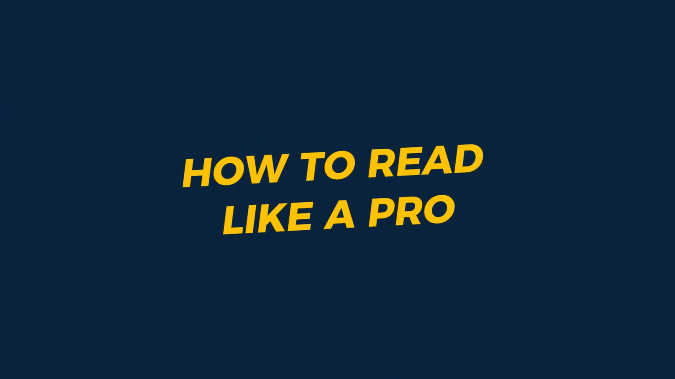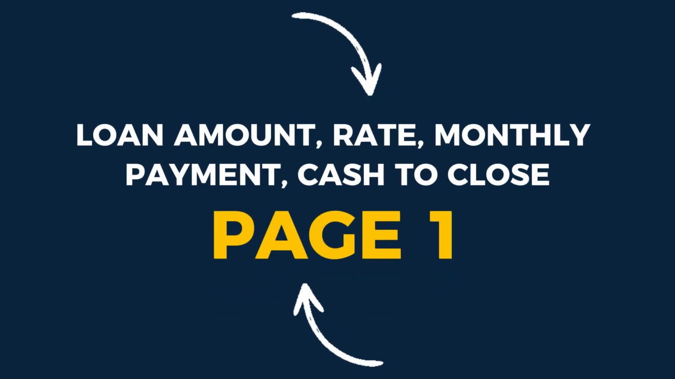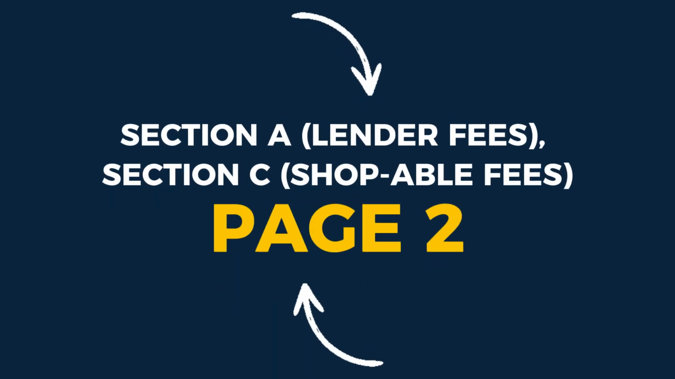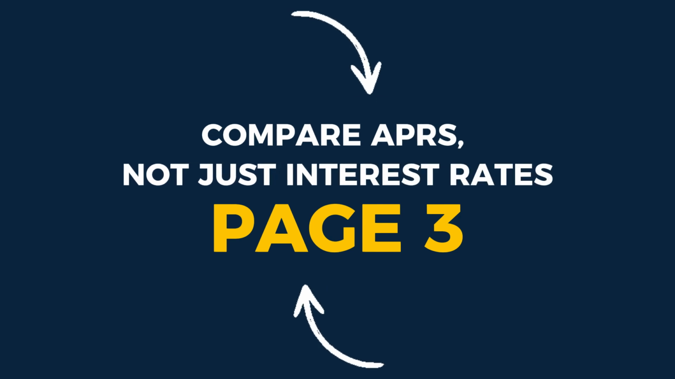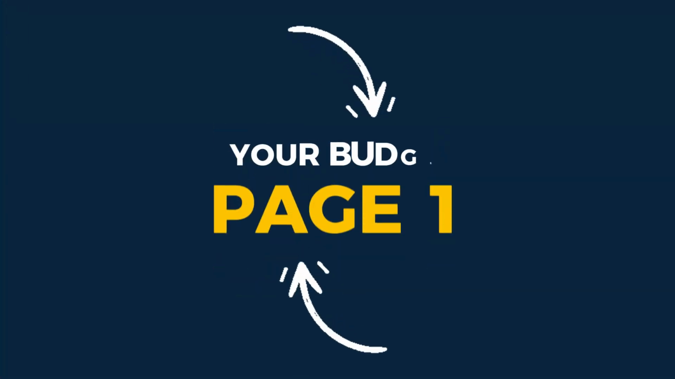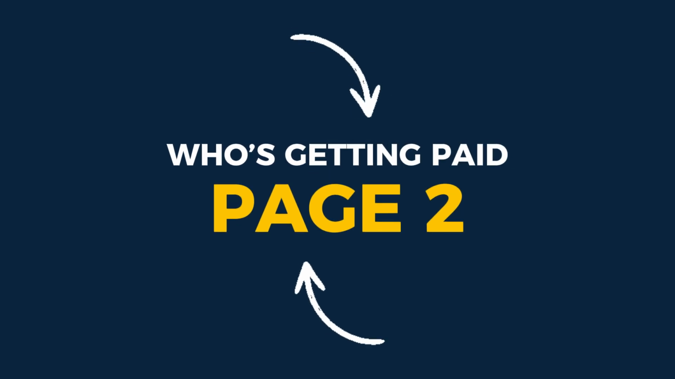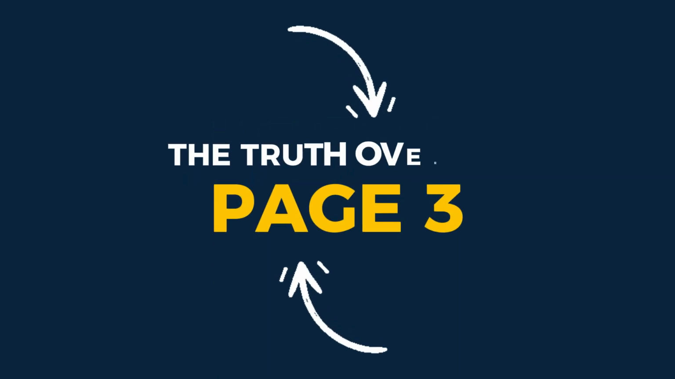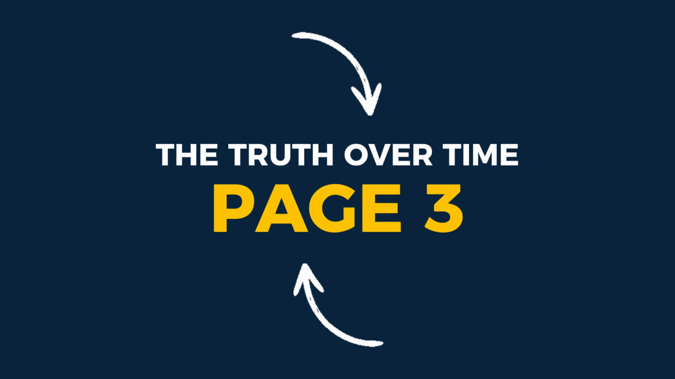How to read like a pro. Here's the formula. Page 1, look at the loan amount, rate, payment, and cash to close. Page 2, watch Section A, the lender's fees, and Section C, the ones you can shop for. Page 3, compare APRs, not just interest rates. The loan estimate is just paperwork. It's your roadmap. Page 1 shows your budget. Page 2 shows who's getting paid. And page 3 shows the truth over time.